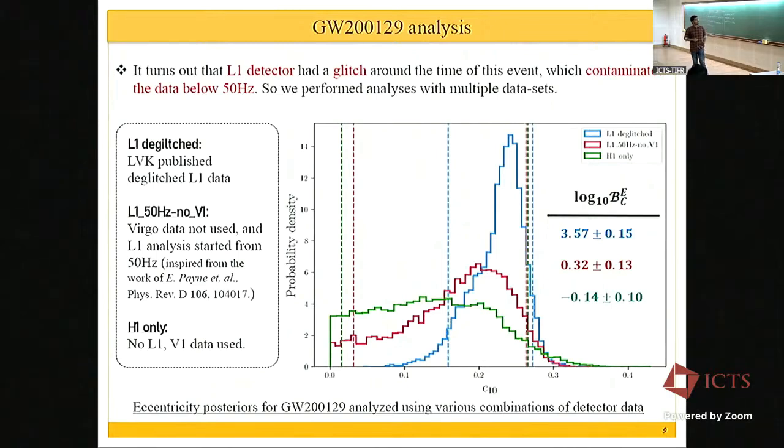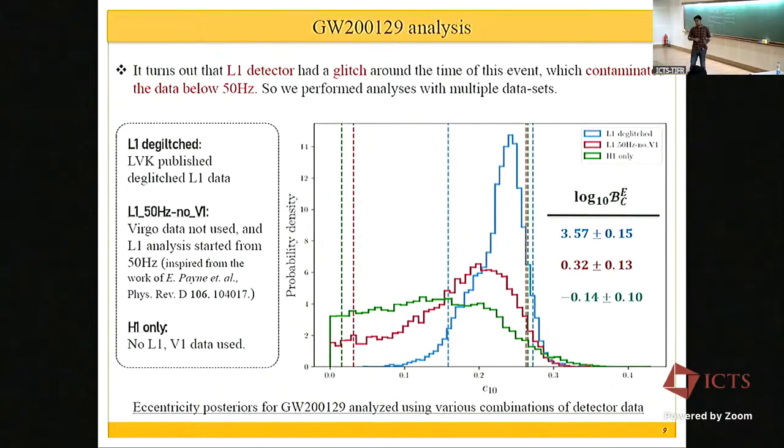Then we also performed an analysis in which we took the LIGO Livingston data, but only above 50 hertz, because as I told you, this is contaminated below 50 hertz. And we also did not use any Virgo data, which is this V1, because this particular reference also suggested that there was some problem in the data with the Virgo detector as well. But still, even with this data, although the Bayes factor is not very high, we still see some posterior level evidence for eccentricity.